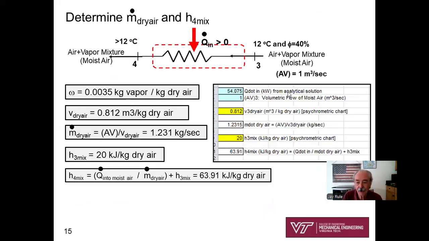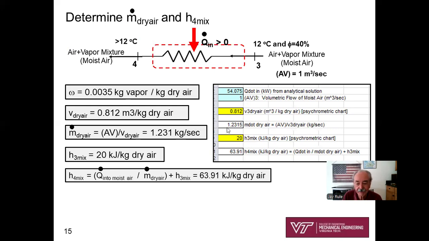Okay, and now I've got to put pencil to paper and start doing a little mathematics. So here, I've got Q dot N from previous work. I've got AV3, the volumetric flow. I've got to write that down, 1 cubic meters per second. I found that V3 of the dry air is 0.812 from my psychrometric chart.